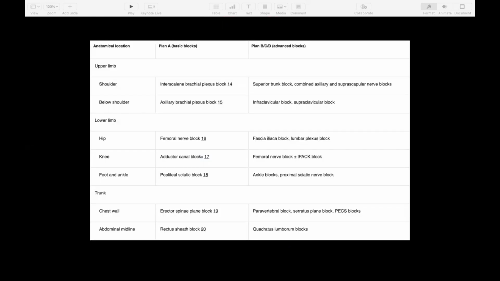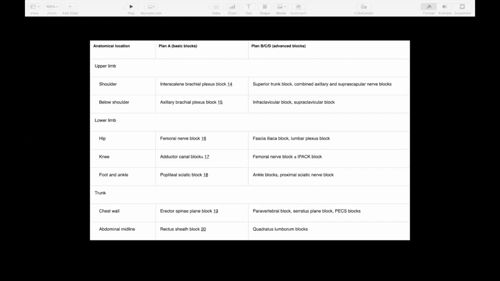So this is a table of all the Plan A blocks. The middle column there are the Plan A, or also known as basic blocks, which, if you haven't heard about it already, all came from a big editorial that was published a few months ago, which described that they think the future of regional anaesthesia is in these 7 core blocks, or they proposed these 7 core blocks.